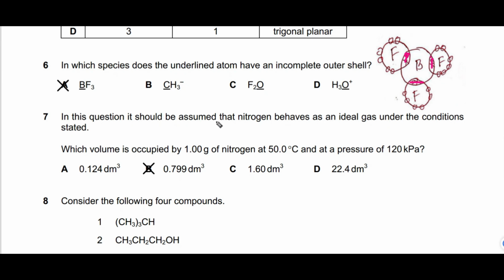So this is incomplete. In which species does the underlined atom have an incomplete outer shell? If the outer shell has 8 electrons, that is complete. So boron is incomplete, not complete, because there are 6 electrons. 2, 4, 6. Here carbon has 8 electrons. Oxygen also has 8 electrons. Here H3O plus also has 8 electrons. They are complete outer shells.